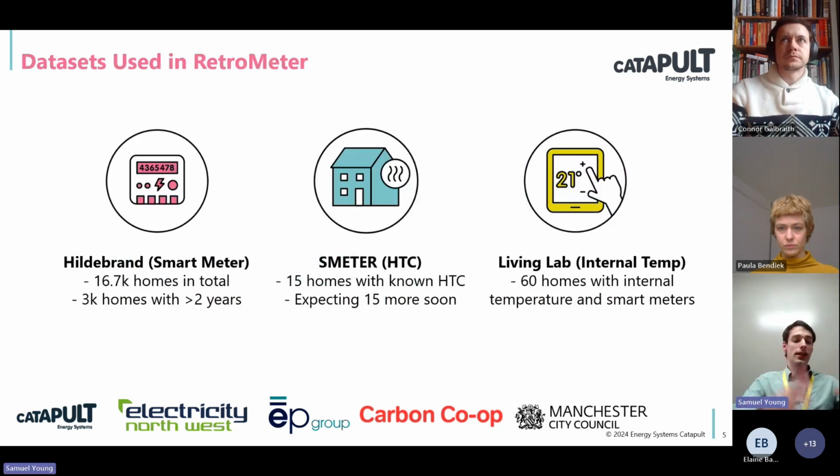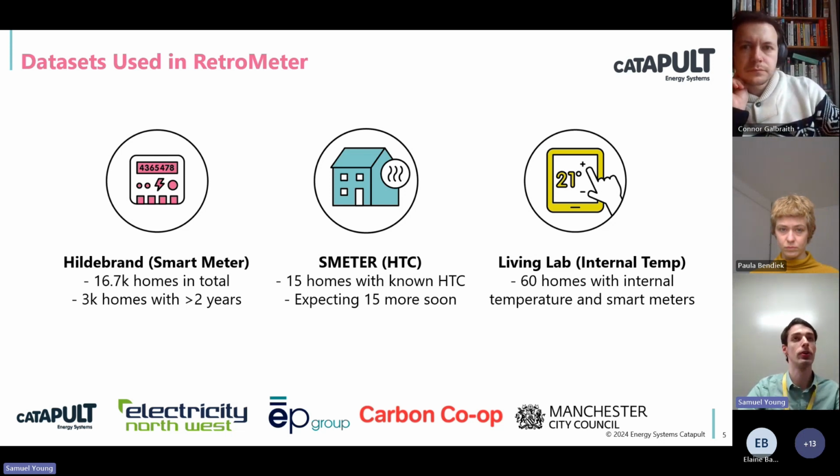The data sets that we've used are from working with Hildebrand. There's a smart meter data set with 17,000 homes in total, and we've narrowed that to 3,000 homes which have more than 2 years' worth of data, because we need 2 years to evaluate the methodology. We also have, for the physics-based component of the methodology, data published as part of the SMETA project, where we have 15 homes with a known heat transfer coefficient and smart meter data and internal temperature data.